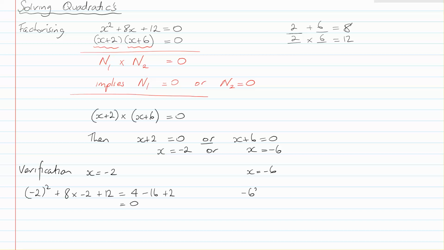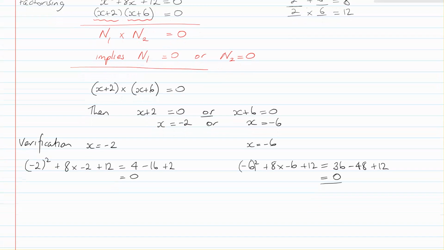Negative 6 squared plus 8 times negative 6 plus 12 equals, can't jump to there yet, and I should have brackets around the negative 6, 36 minus 48 plus 12, which equals 0.